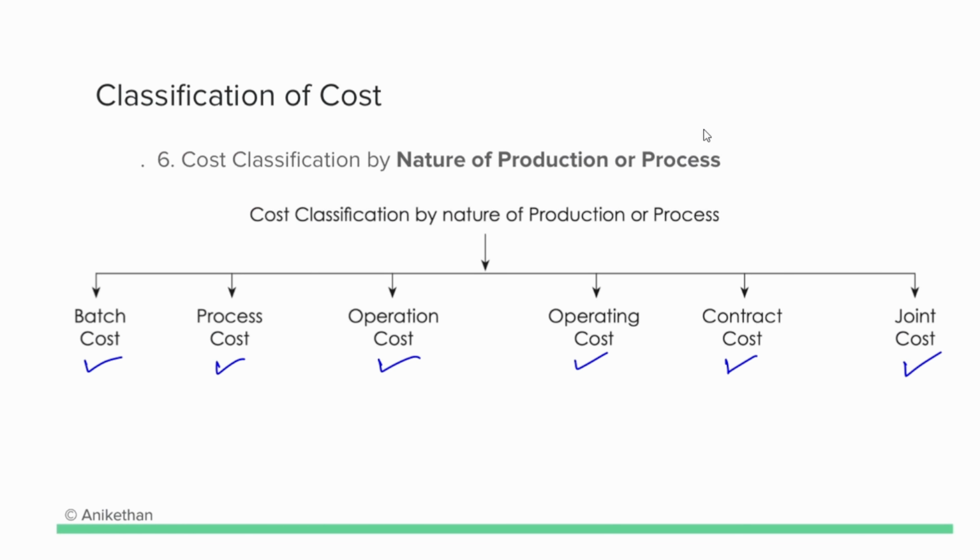Okay, so far this is the class. What did you learn? You learned different types of classification, how to segregate fixed and variable, and some definitions like conversion cost, and what is cost control and reduction. All of these are very, very important.